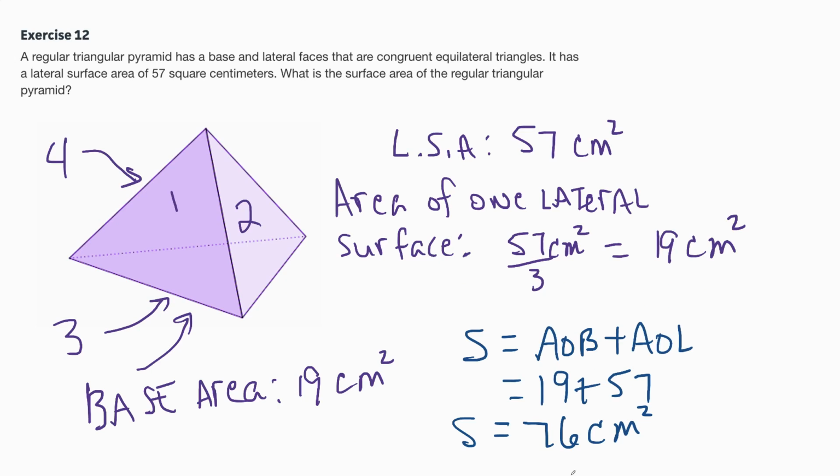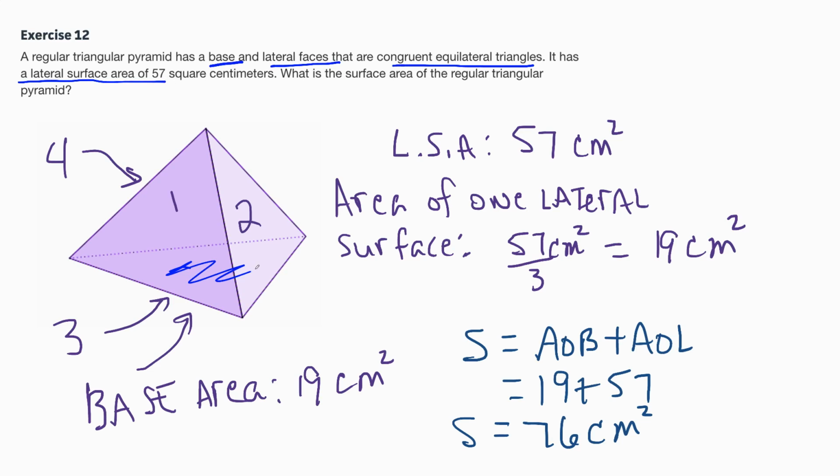Okay, so I have this regular triangular pyramid. All right, so that means what? It has a base and lateral faces that are congruent equilateral triangles, which means that the area of all four of these triangles is exactly the same. It has a lateral surface area of 57 square meters.